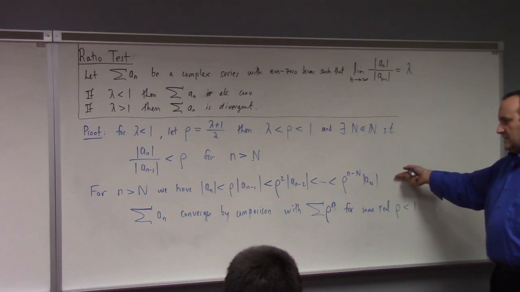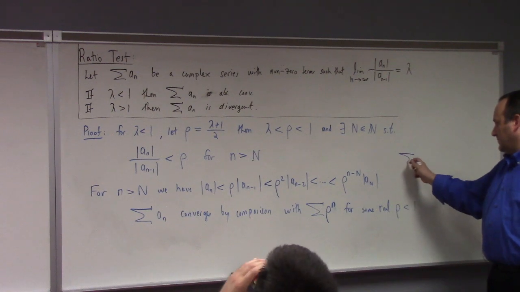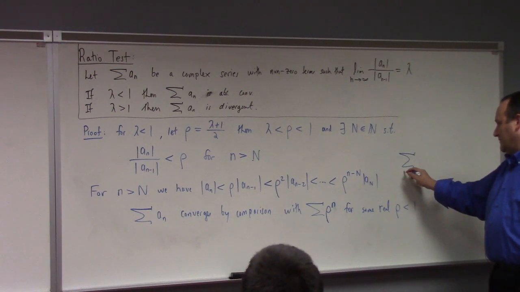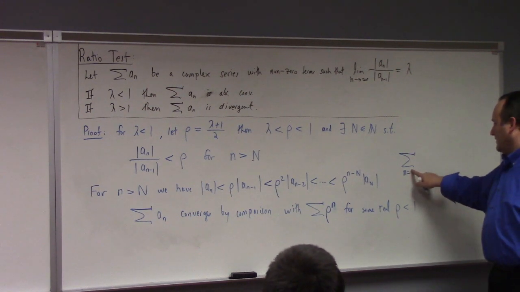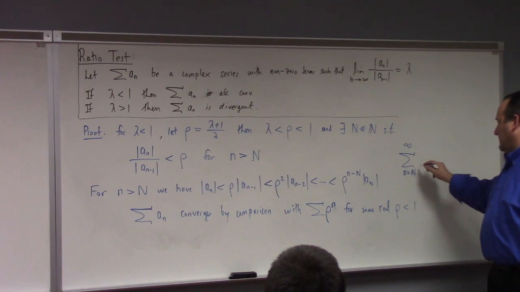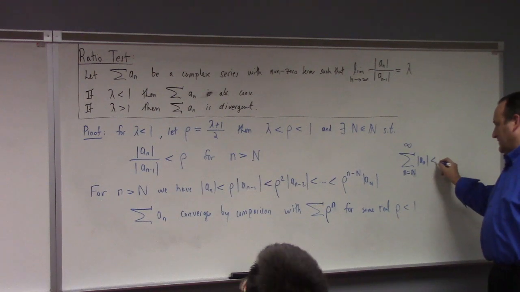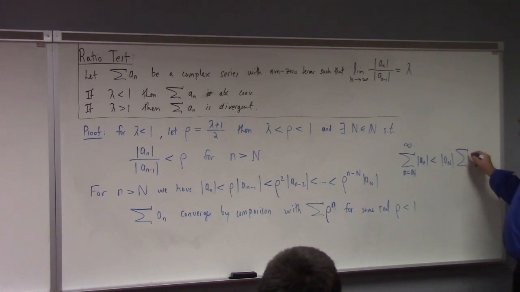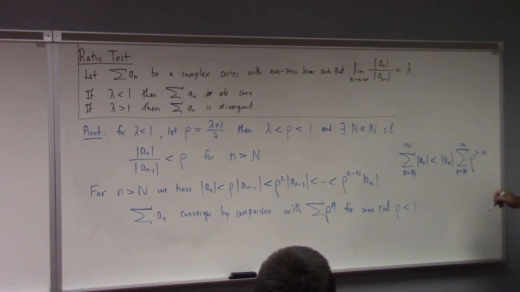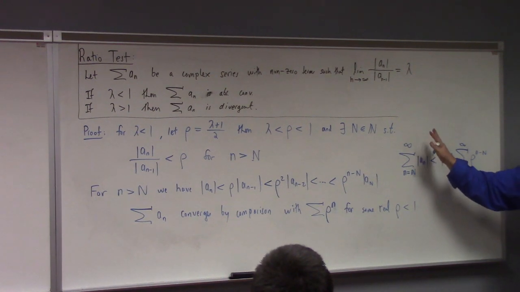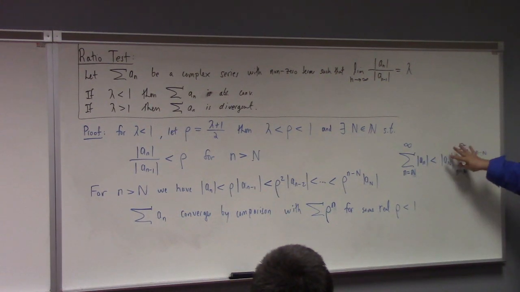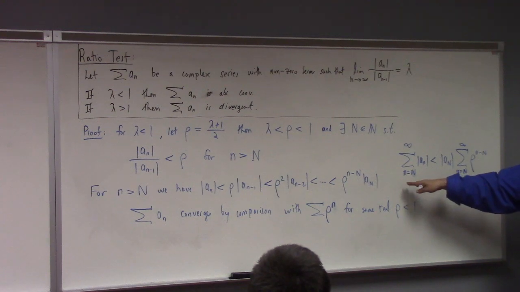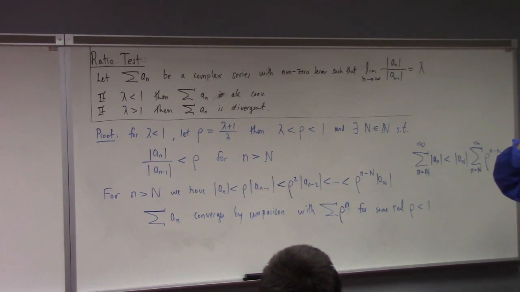I think you can just about see it from this inequality. If we look at the sum from n equals big N to infinity of the modulus of a sub n, that's less than this guy, a constant independent of the little n, times the sum from n equals big N to infinity of rho to the n. And so what that shows you is that the tail of this complex series is bounded by this convergent series, which then implies that this is convergent. Hence the complex series is absolutely convergent, therefore convergent. And that gives you the ratio test.